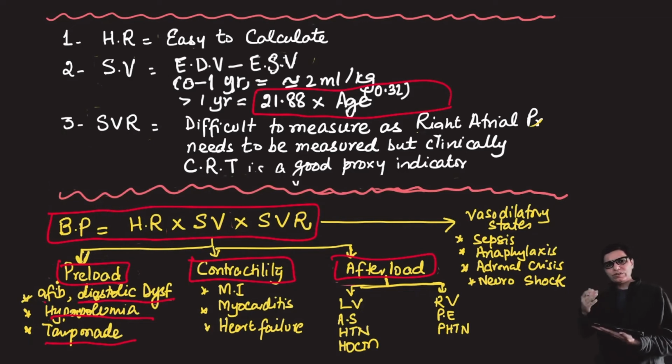So all those vasodilatory states which can occur in sepsis, anaphylactic shock, adrenal crisis, and neurogenic shock, what would they do? They would decrease the systemic vascular resistance because of peripheral vasodilatation, and blood would pool into the periphery. So when blood pools into the periphery, it would not go back, and again the heart is not getting enough blood back into the circulation, it's not pumping enough, and then what would happen?